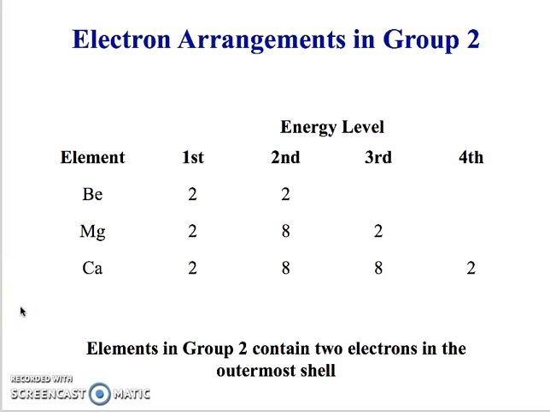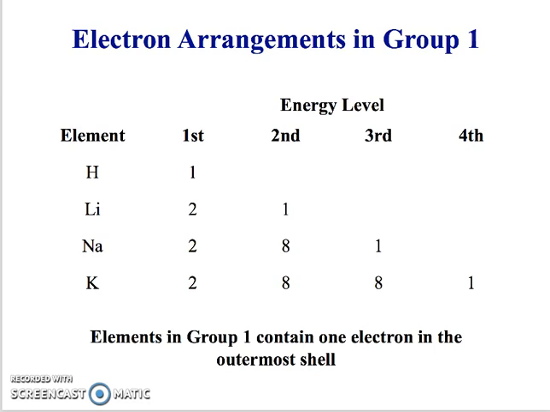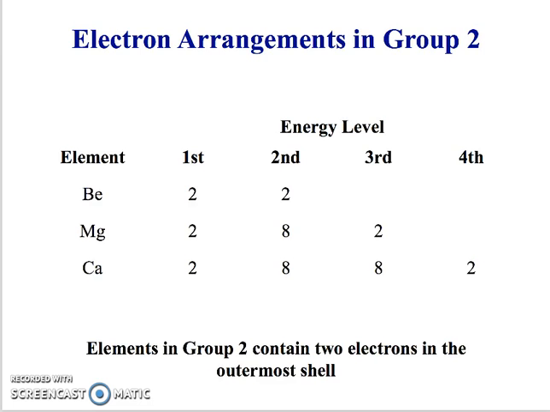Now group 2 elements will contain 2 electrons in their outermost shell. So our group 1, which is that first column on the periodic table, they'll have 1 valence electron. When we look at the second group, we know that there are 2 electrons in the outermost shell. And when you go to the third group, you'll find that there are 3 in the outside.